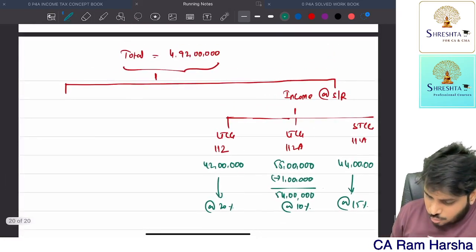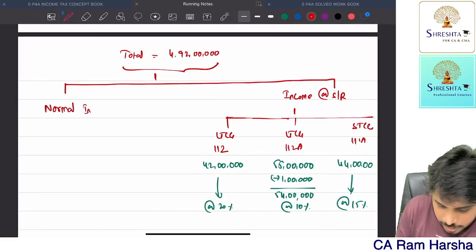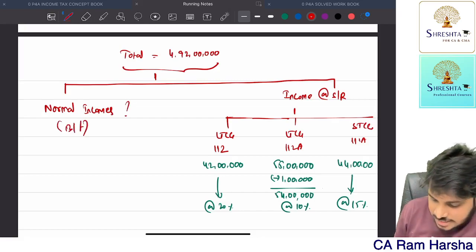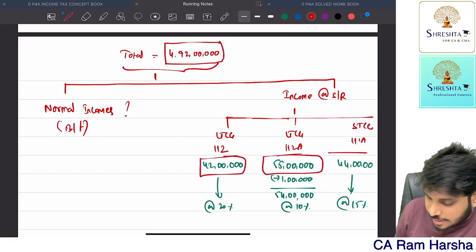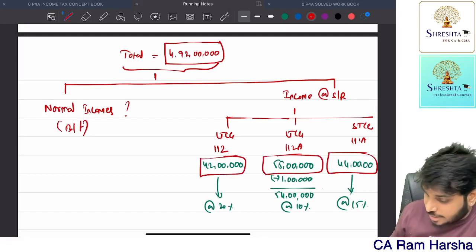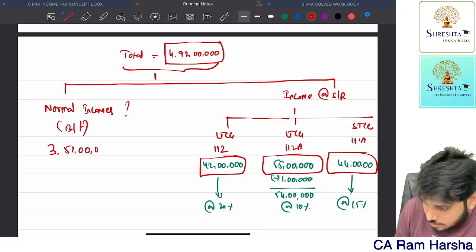Now what is the balancing figure? How much are the normal incomes, which is nothing but the balancing figure. Balancing figure means from this total I need to eliminate which incomes? I need to eliminate these incomes. So 4 crore 92 lakhs minus 42 lakhs worth of long-term capital gain, 55 lakhs worth of 112A capital gain, 44 lakhs worth of short-term capital gain. If I exclude the special rate incomes, the normal income is 3 crore 51 lakhs.